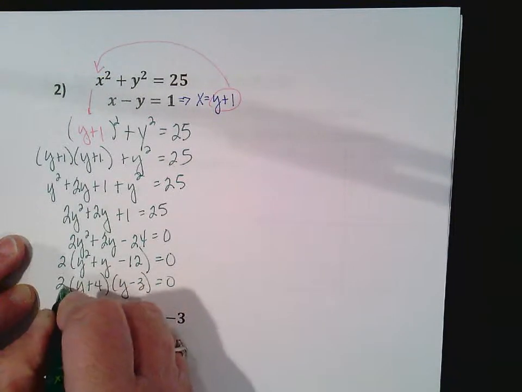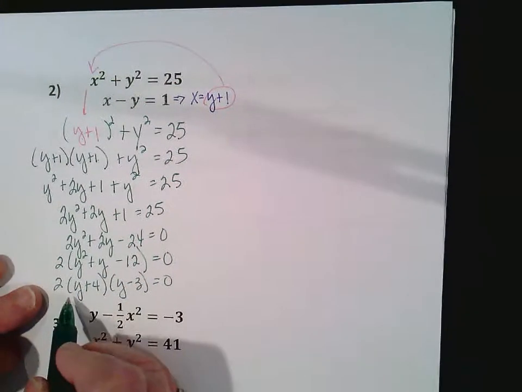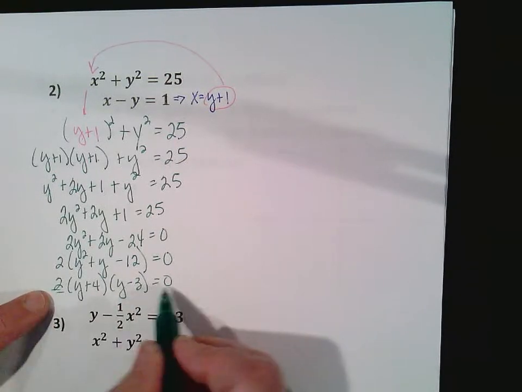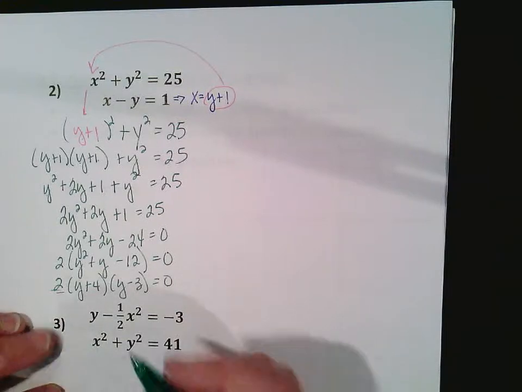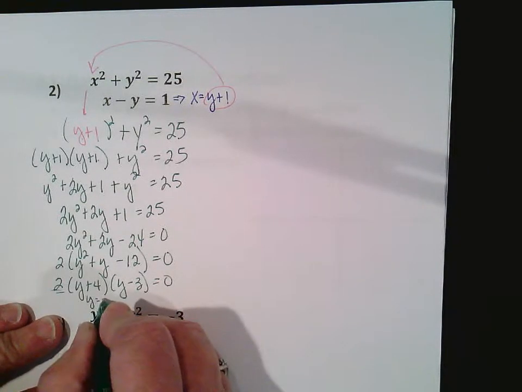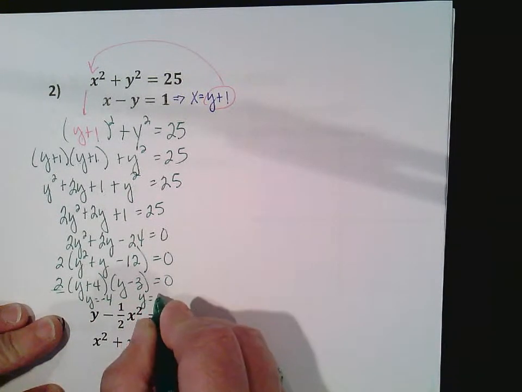The 2 is also a factor, but when you go to set your factors equal to 0, if I set 2, there's not a variable involved here. If I set 2 equal to 0, it's just nothing, and we don't do anything with it. So I'm going to have y equals negative 4 and y equals positive 3.